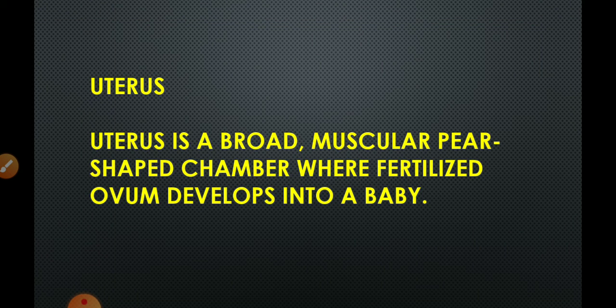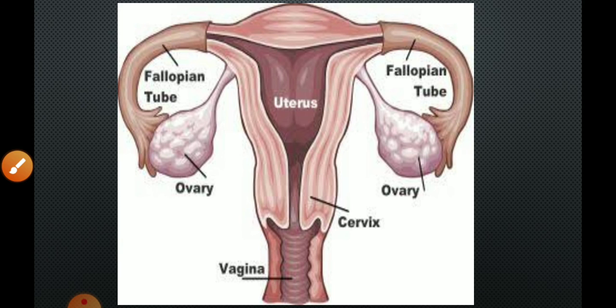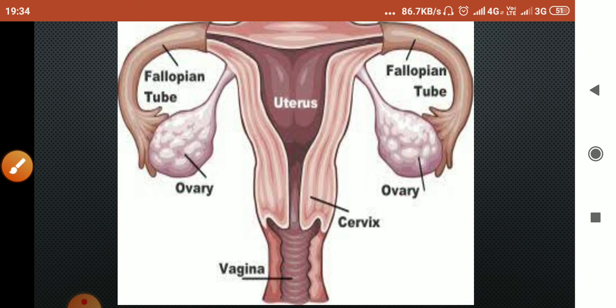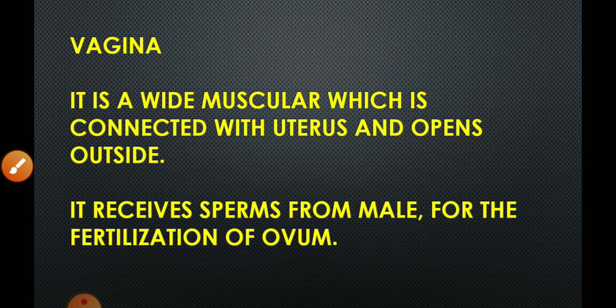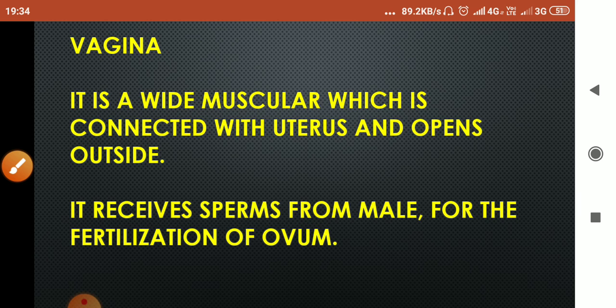Now children, the next structure is uterus. Uterus is a broad muscular pear-shaped chamber where the fertilized ovum develops into a baby. Now here you can see that this one is uterus, and inside the uterus the fertilized egg, that is the zygote, develops and forms an individual. Children, vagina is a wide muscular structure which is connected with the uterus and it opens outside the body of the female. Now this vagina receives the sperms from the male for the fertilization of ova.